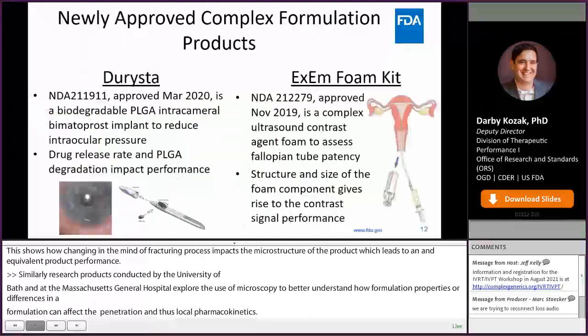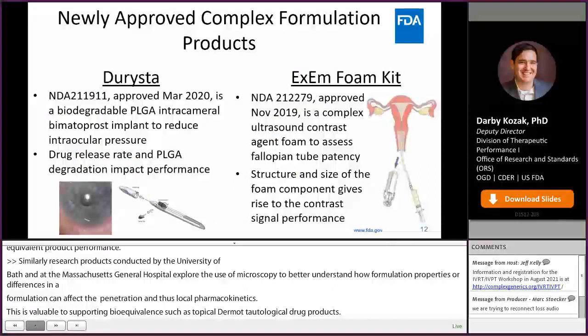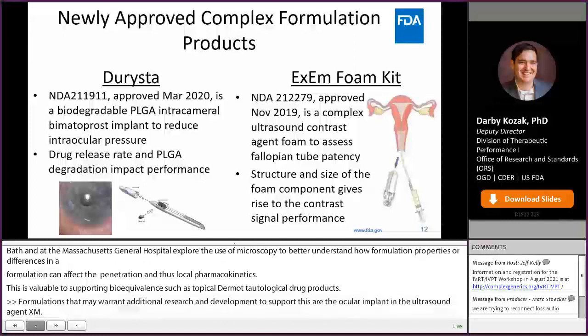Recently approved complex formulations that may warrant additional research and development of new analytical methods to support equivalence are the ocular implant Durysta and the ultrasound contrast agent Sonazoid. Durysta is a PLGA intracameral implant for extended release of bimatoprost to reduce the intraocular pressure. Methods are likely needed to characterize the PLGA properties as well as the drug release and degradation rates.